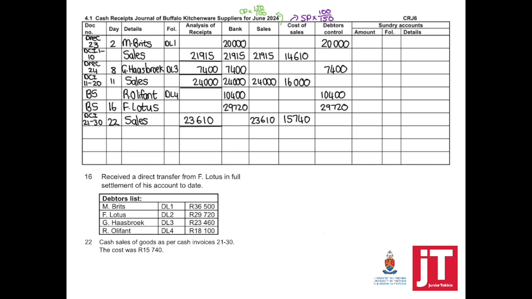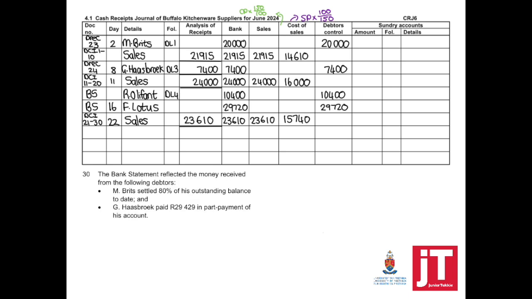There were no other transactions on day 22, so we draw a line. And how much did we deposit? 23,610. Day 30. The bank statement reflected the following money received from the following debtors. M. Brits settled 80% of his outstanding balance to date, and Haasbroek paid 29,429 in part payment of his account.